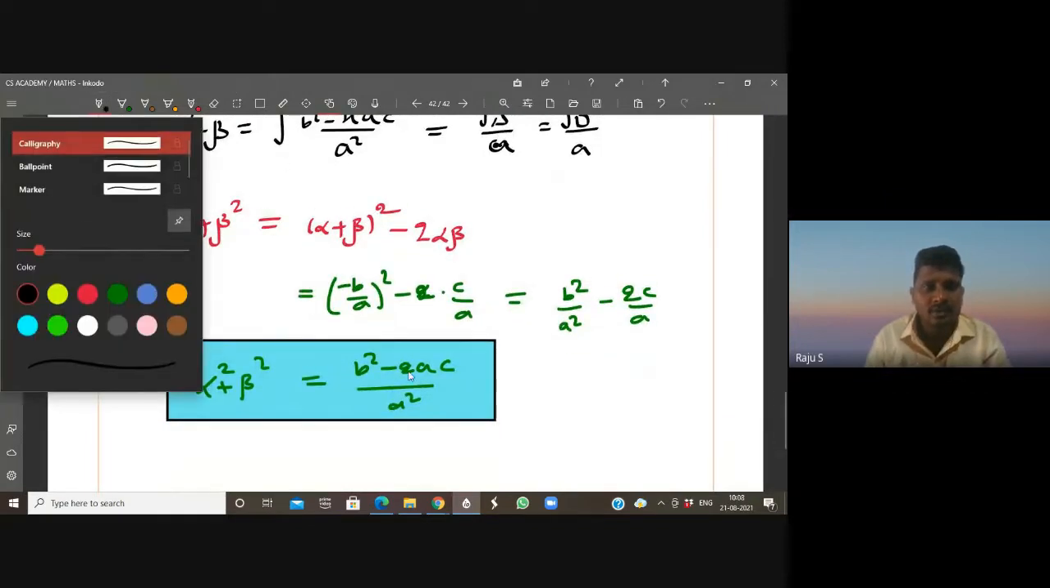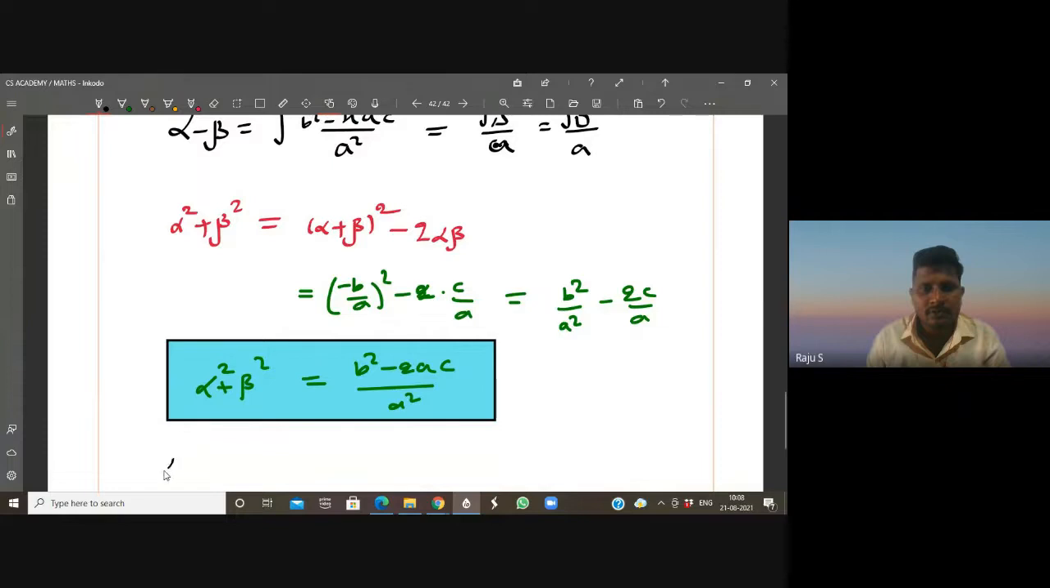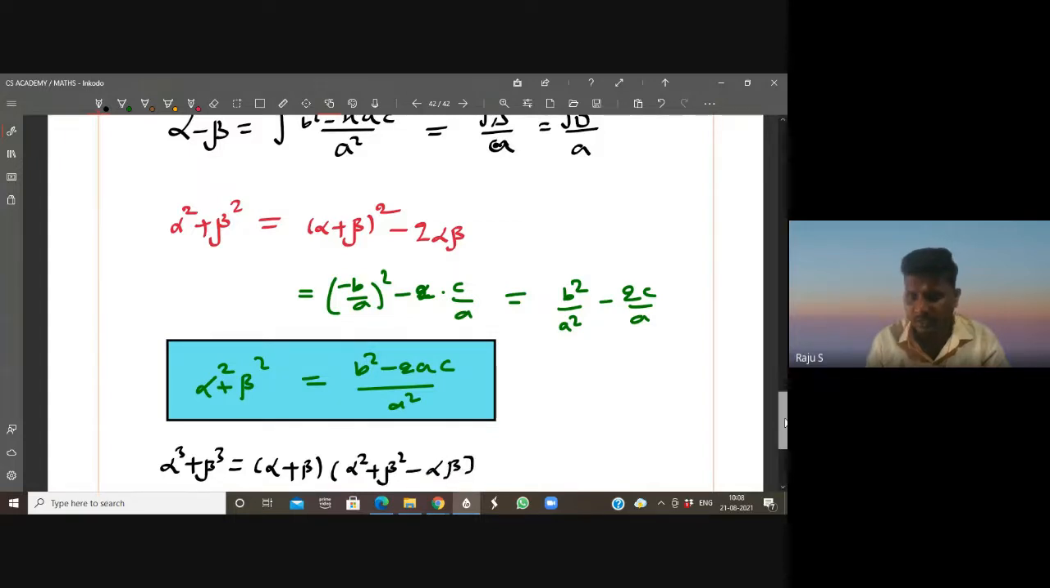Next one is here I want to find alpha cube plus beta cube. So a cube plus b cube, that is a plus b into a square plus b square minus ab. Shall I write like this? Yes, we can write.